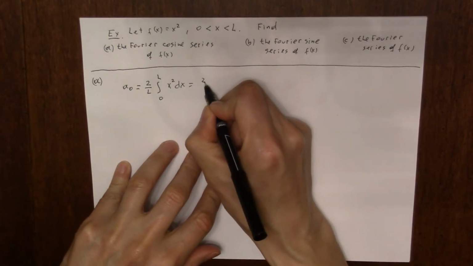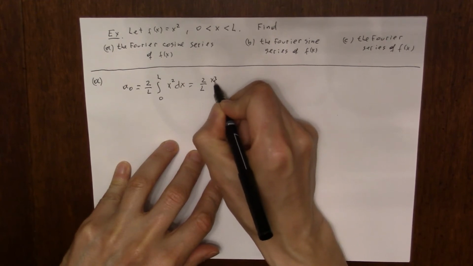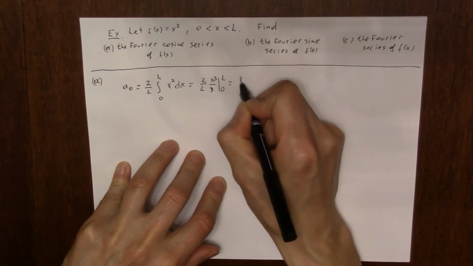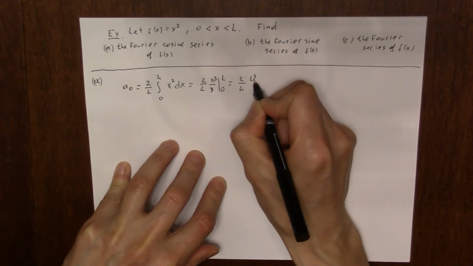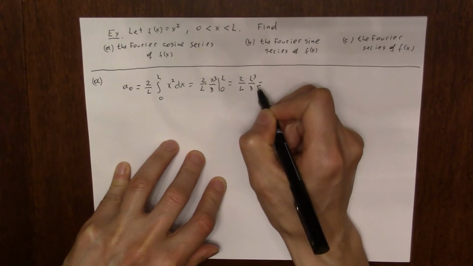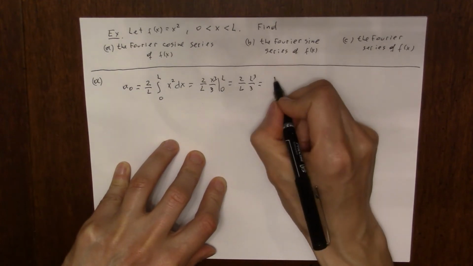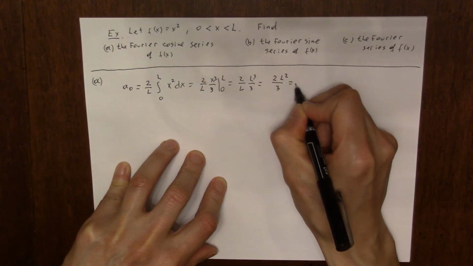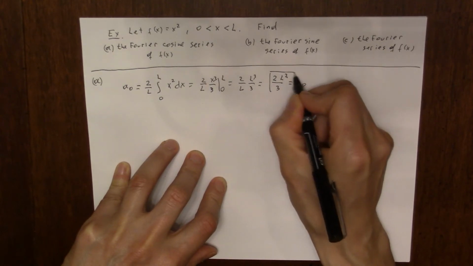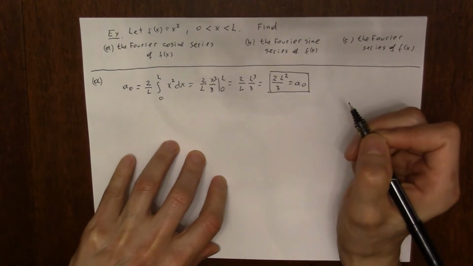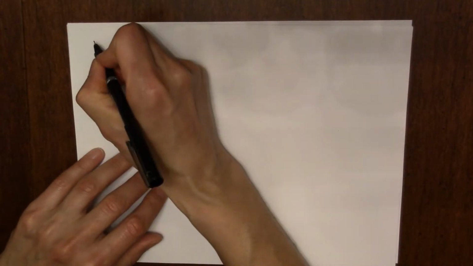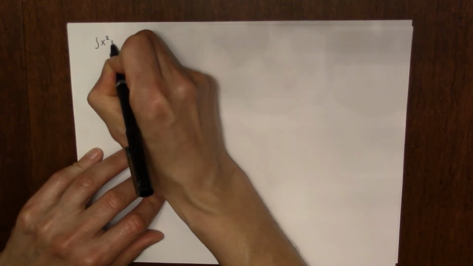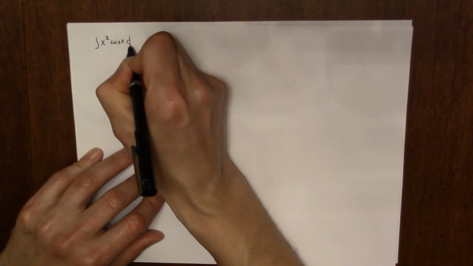So we're going to get 2 over L times x cubed over 3 from 0 to L. So we're going to get 2 over L times L cubed over 3, so we're going to get 2L squared over 3. That is our a0. To find an, we need to calculate integral x squared cosine x dx.